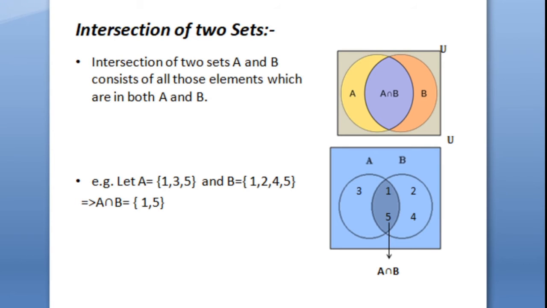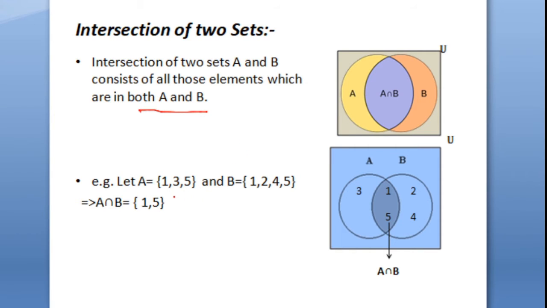Next, intersection of two sets. For the intersection of two sets A and B, here I have taken one diagram. This is called a Venn diagram. Here the full A set is this and the B set is this, and A intersection B is the common element of A and B. That means the intersection of two sets A and B consists of all those elements which are in both A and B, which are common elements of A and B.